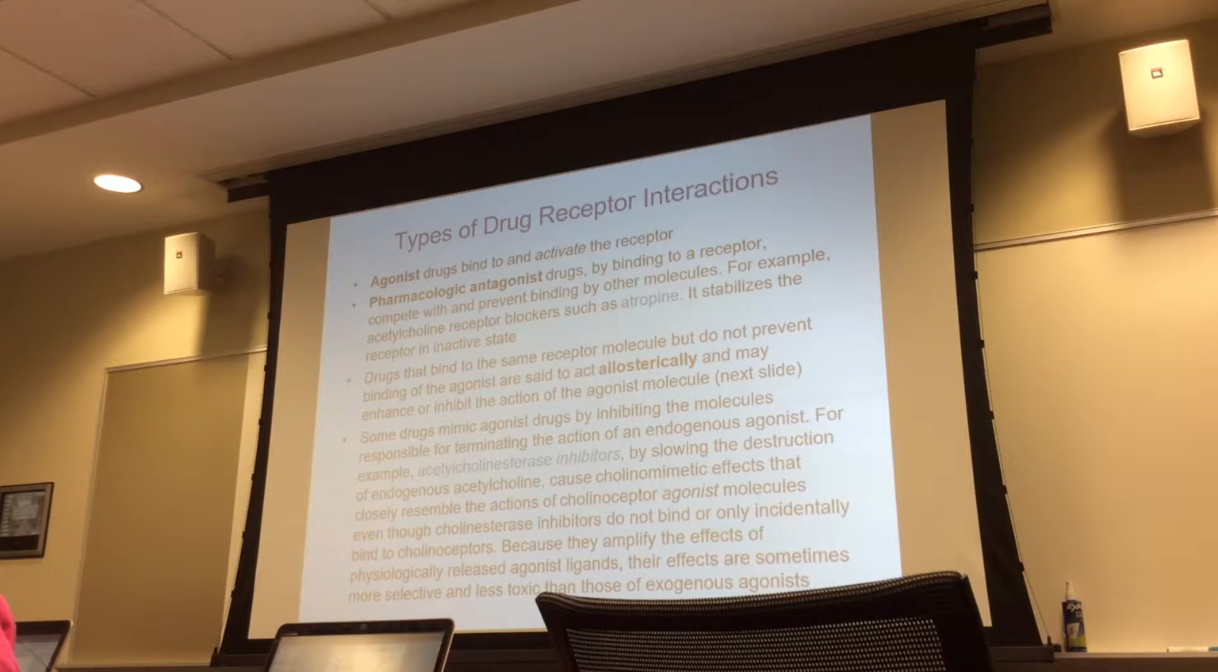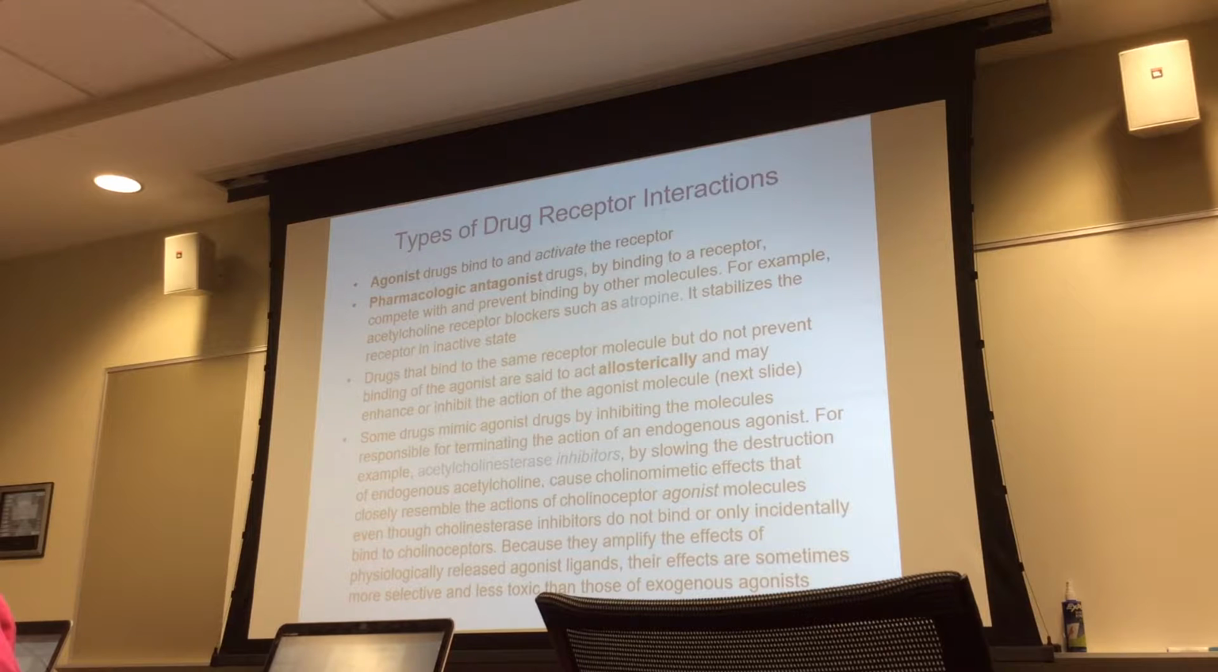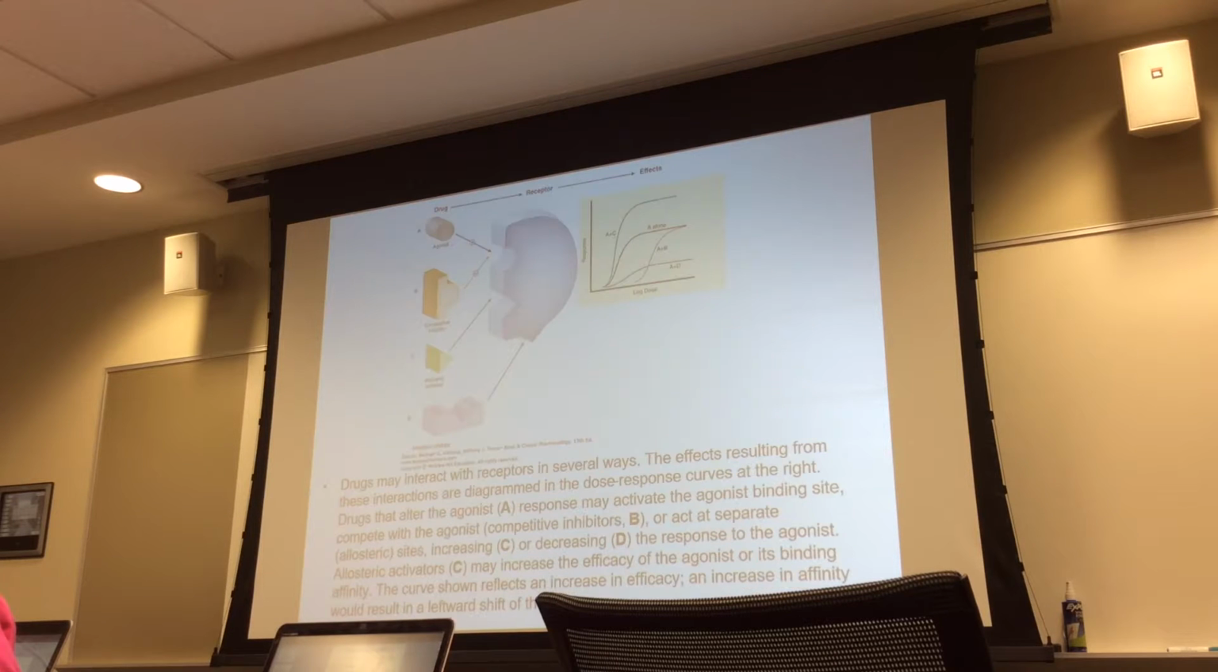There is another group of drugs that bind to the same receptor and don't prevent binding with other agonists, and we're going to see this in the graph. It's going to be very obvious when you see this. And they act allosterically and enhance or inhibit other drugs. So maybe it makes it easier for you.